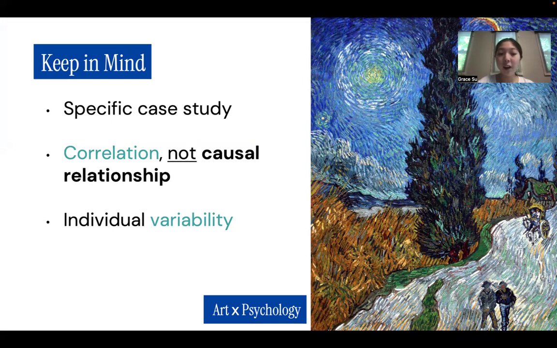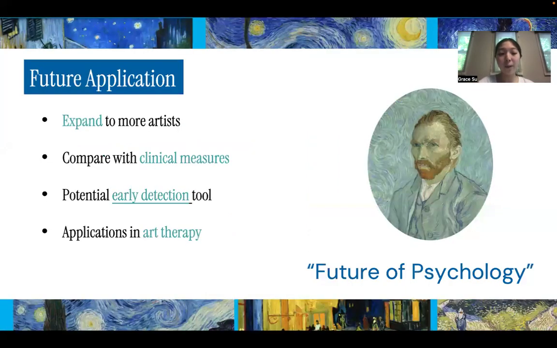Nevertheless, it demonstrated how art and psychology can be connected through quantitative analysis and holds potential for future applications. For example, this study can be expanded to more artists to make the results more accurate and to be compared with already existing clinical measures, so that we can have more solid proof of the potential of art as an early detection mechanism for detecting changes in mental instability.